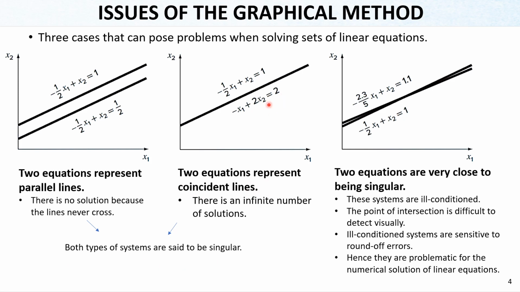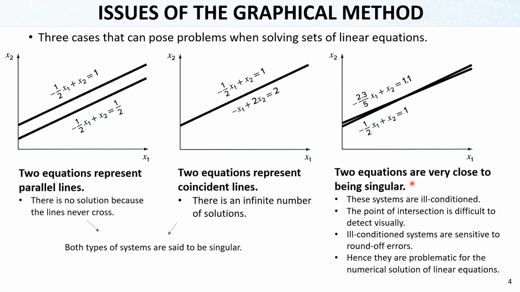The second one here: the two equations represent coincident lines. In terms of magnitudes, they are the same. This and this are the same, just this one is a multiplication of the other by 2. That's why the curve is the same. So they are coincident, and both lines intersect at every point. Infinite number of intersections means an infinite number of solutions. Again, this is called singular. So both types of systems, parallel and coincident, are called singular.